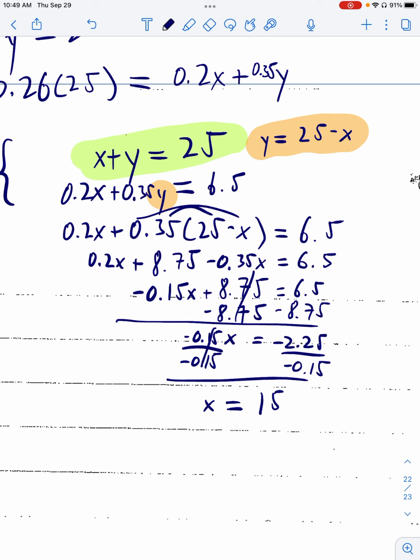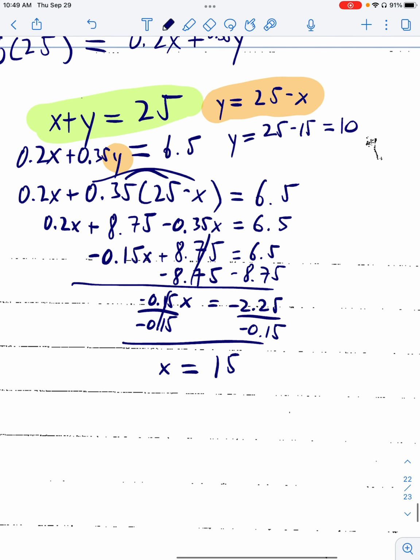Then I can plug that right back in. With X equals 15, I plug into Y equals 25 minus X, so Y equals 25 minus 15, which equals 10. So X equals 15, Y equals 10.